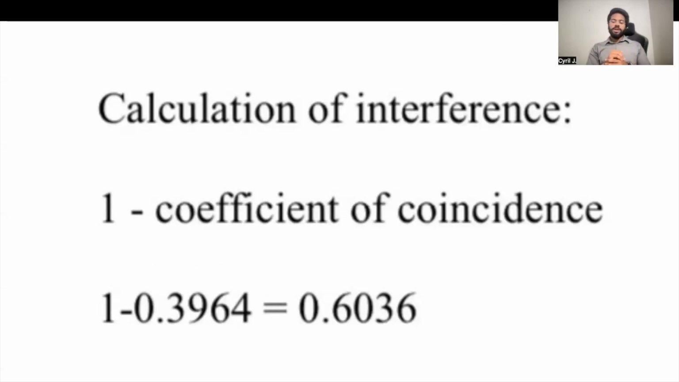Next, we want to calculate interference, which is how extremely one crossover affects other crossovers in the same particular chromosome region. That formula is simply 1 minus the coefficient of coincidence we just calculated, bringing us to 0.6036. Thank you.